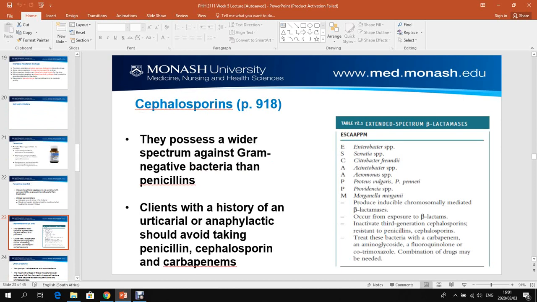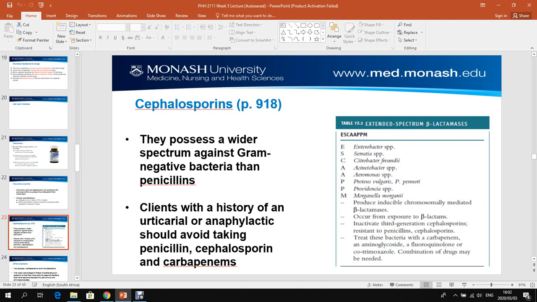Okay, the next group is what we call cephalosporins. Cephalosporins are a group of drugs that target cell wall synthesis by inhibiting it. These drugs basically have a wide spectrum against gram-negative bacteria. They are wider than penicillins.